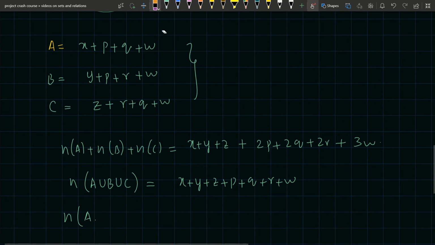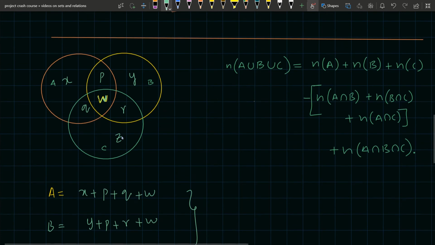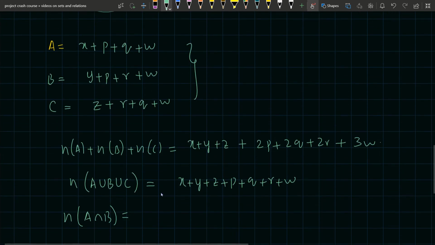Let's say what is n of A intersection B? A and B intersection is P and W. Yes, very nice. P plus W is n of A intersection B. What is n of B intersection C? Let's see the diagram. B and C, what are the common elements? You can clearly see that is basically R and W, right? R and W. So it's R plus W.